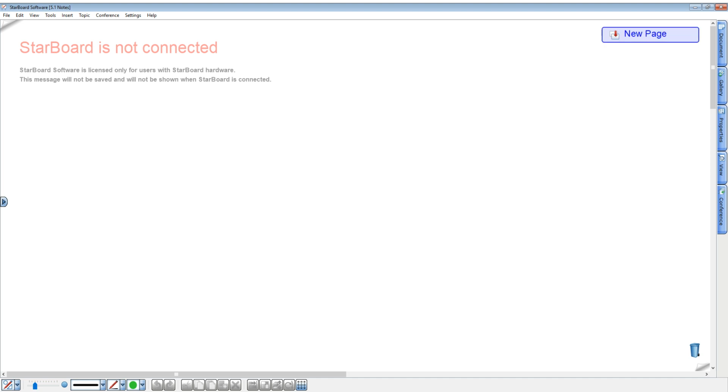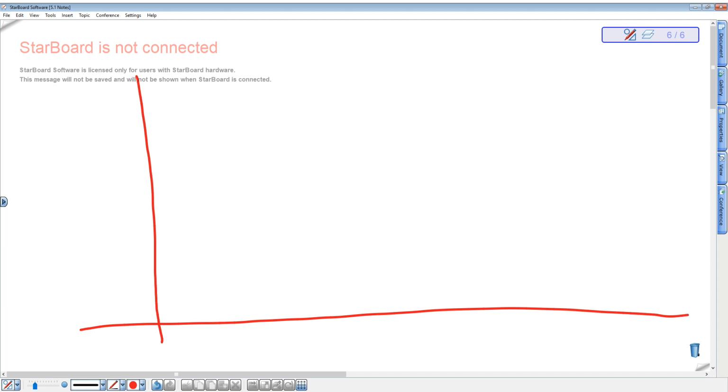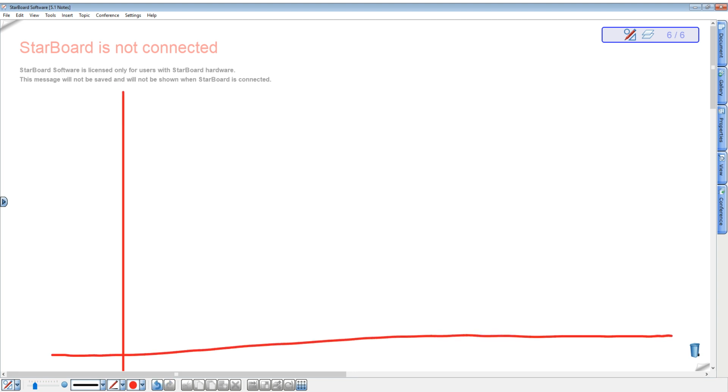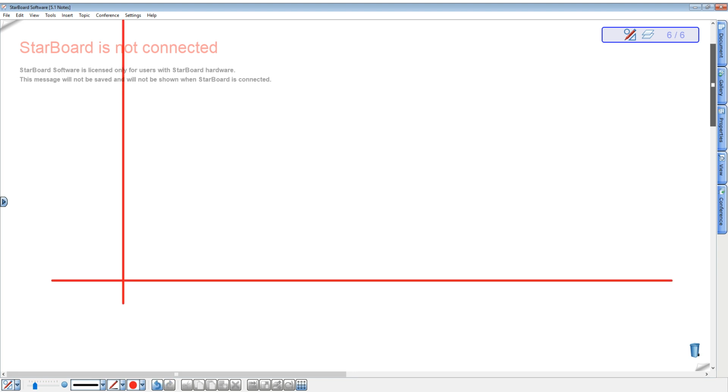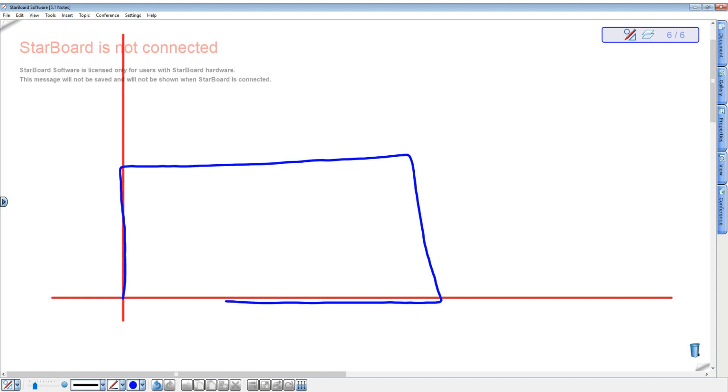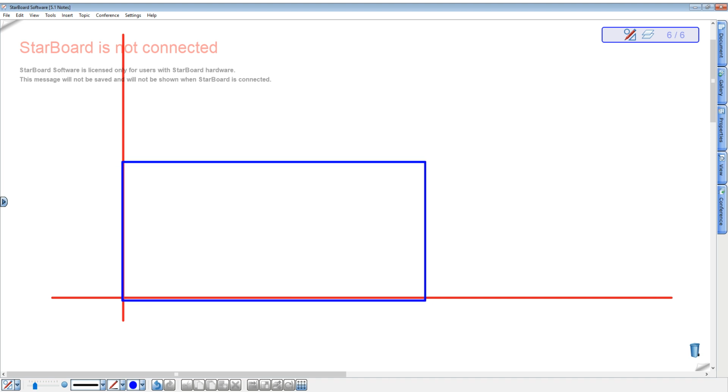Let me start a new page, and let's make our lines. This is my y coordinate, this is my x coordinate, and it didn't fix it up and make it straight for me. Let's try it again. My y coordinate, and this is my x coordinate. Perfect. So what we're going to do is make a rectangle first. We're going to make a rectangle in blue right here. And it fixes it up well.